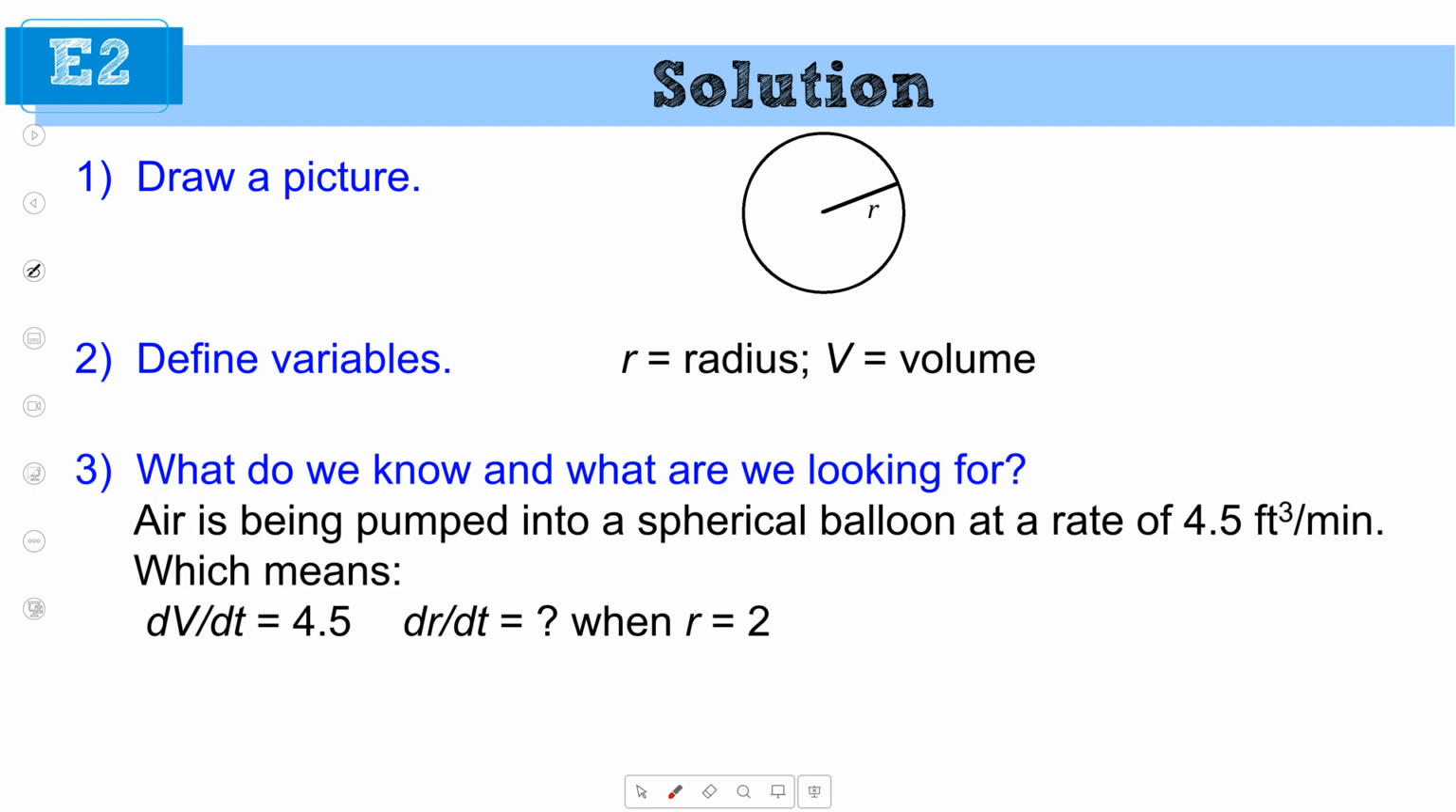Step 3, what do we know and what are we looking for? This is where you read the paragraph and determine what information they're giving you. With the air being pumped into the spherical balloon at 4.5 cubic feet per minute, I know that that is my dV/dt value. And we talked already about why that would be positive, because it's getting bigger. Anytime a quantity gets bigger, it's positive. Anytime a quantity gets smaller, it's negative. What am I looking for? I'm looking for the rate of change of the radius at the exact moment when r equals 2.